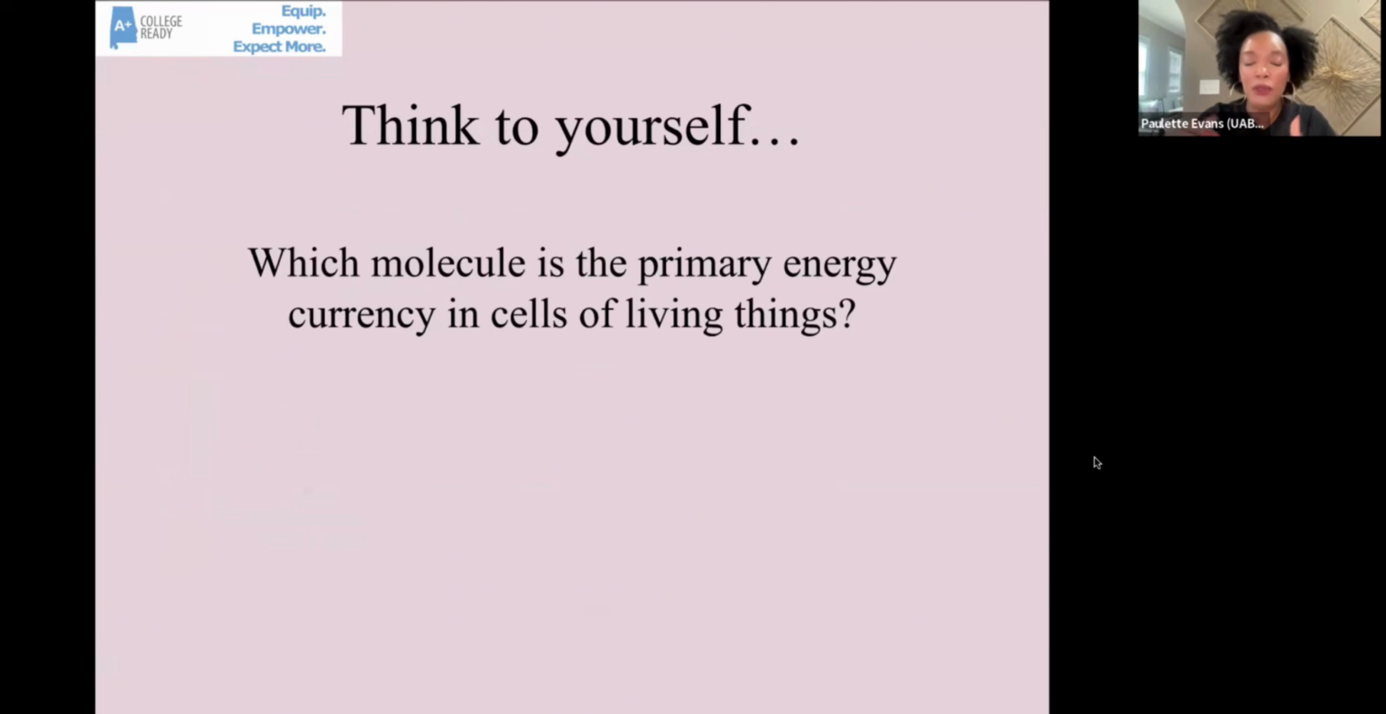All right. So moving forward just a little bit, I want you to think to yourself, which molecule is the primary energy currency in the cells of living organisms? Okay. What is the molecule that we are going to pull for to do cell work? For me to yap right now, for us to breathe, for us to think, for us to move? Which is the molecule that we're looking for in living systems?